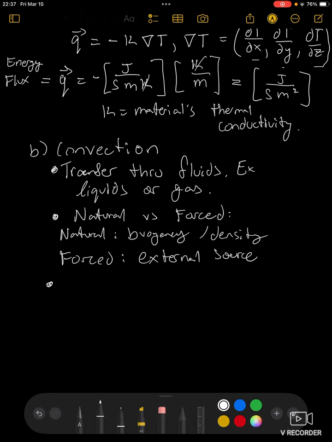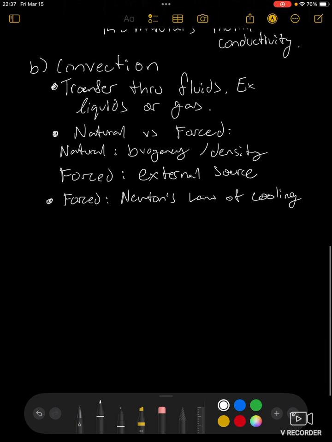So let's look at forced convection. We'll look at Newton's law of cooling. Newton's law of cooling essentially states that the energy per time is equal to HA times the temperature. H is the convective heat transfer coefficient, A is the area, and this temperature is also a function of time, as we can see there's a function of time right here, subtracted by the temperature of the environment.